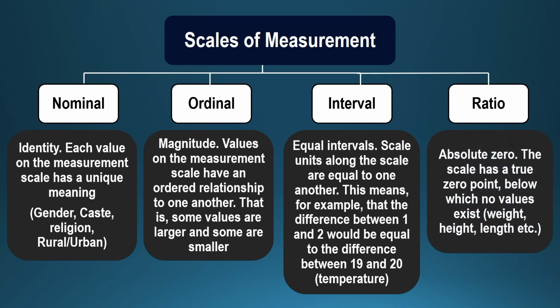So difference between 1 and 2 is equal to difference between 19 and 20. Ratio scale is one where we have absolute 0 and the value cannot go beyond 0. So you have weight, height, length, and here A upon B is equal to C upon D. If the data satisfy that condition, then data is on the ratio scale. But most of the variables which we deal with are on interval scale. So the first thing which will determine which technique needs to be used depends upon the scale of measurement.